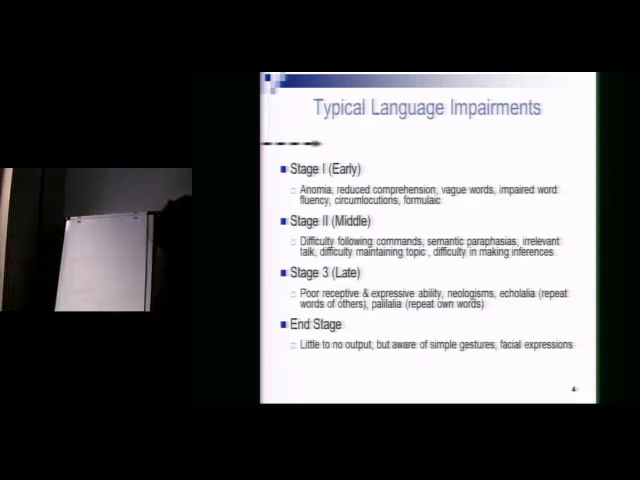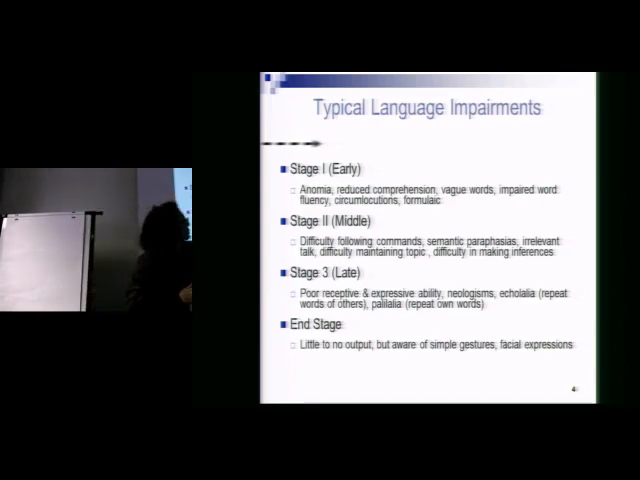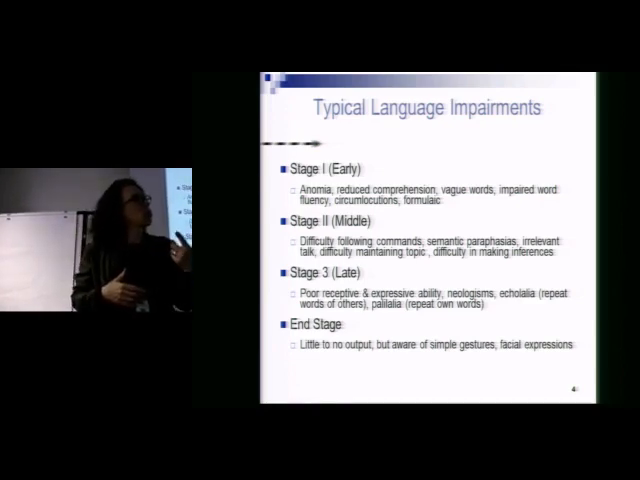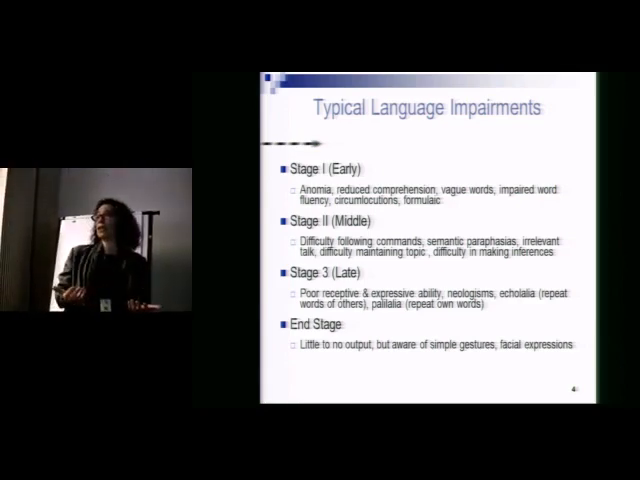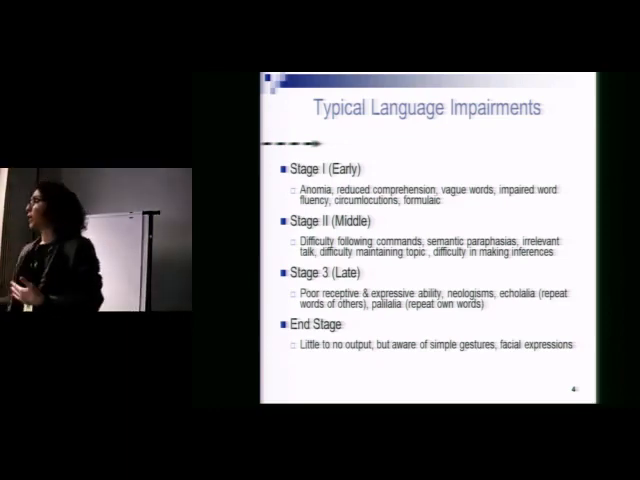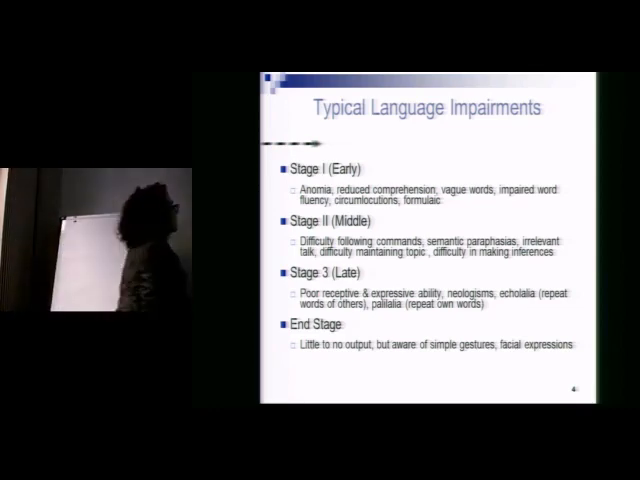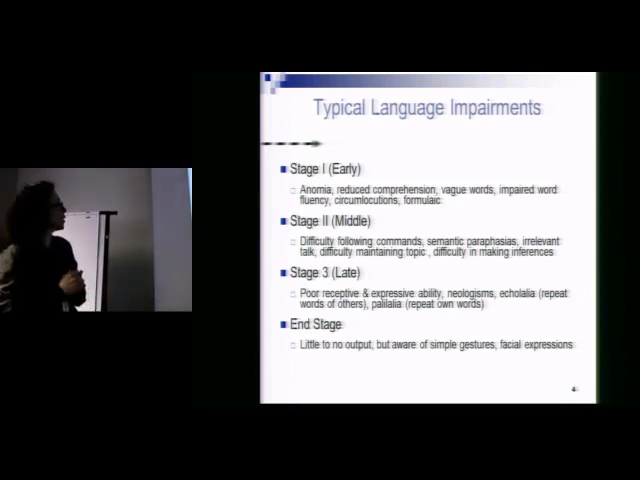When you're looking for those words that you can't find now, you might be replacing the word that you can't find with what's called a semantic paraphasia, meaning a word that's related in meaning. So instead of saying 'my son', you might say 'my daughter'. You might be wanting to say 'tiger', but instead 'lion' comes out, and so on. That's a semantic paraphasia because it's related in meaning to the word that you're looking for.